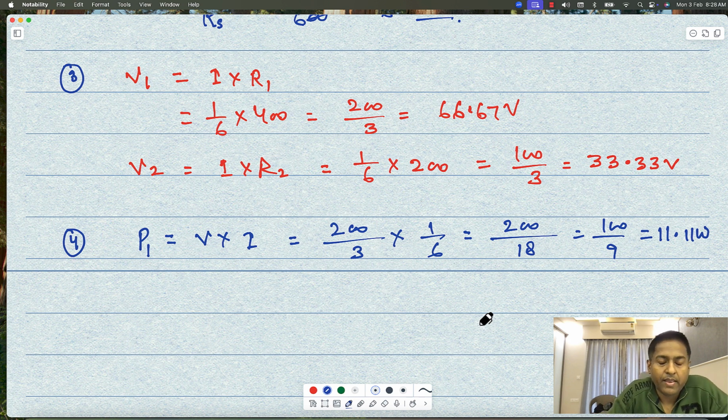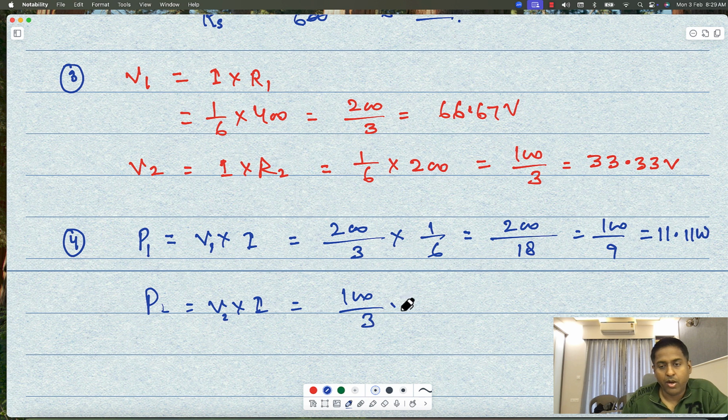The 25 watt bulb is rated 25 watt, but since it is connected in series and not getting the required 100 volts which is rated, that's why the power delivered is less. And so P2 is again V into I, where V2 is 100 by 3 into current 1 by 6, that is equal to 100 by 18, which is equal to 50 by 9, just half.